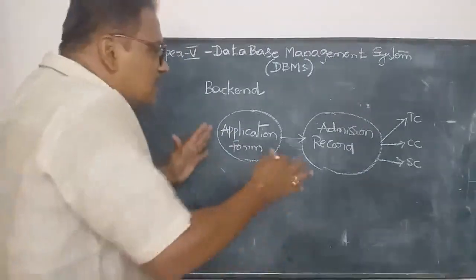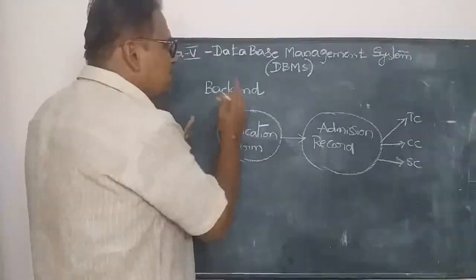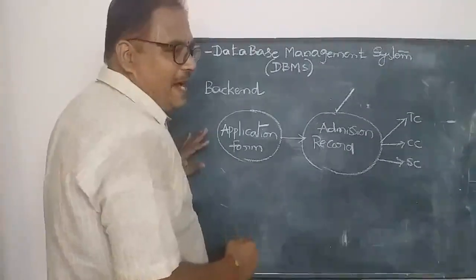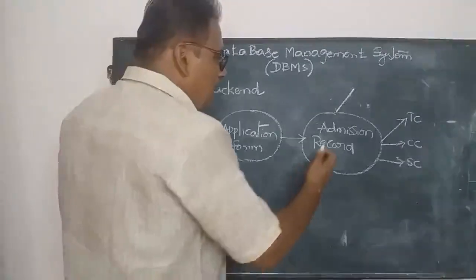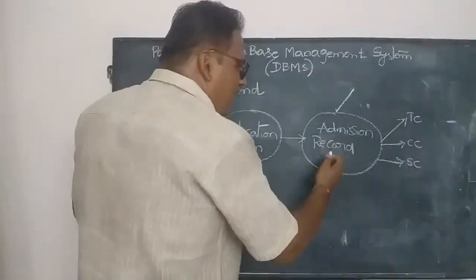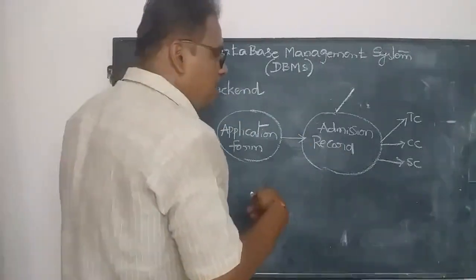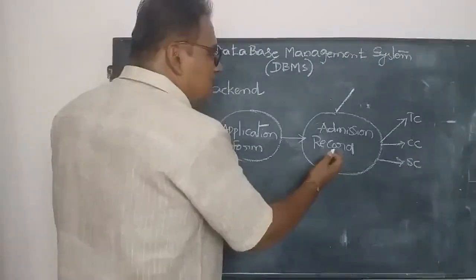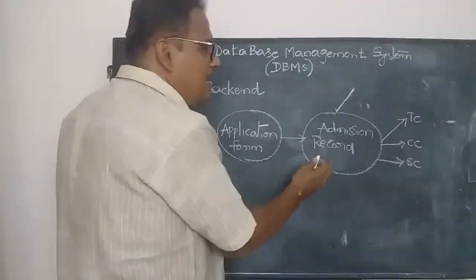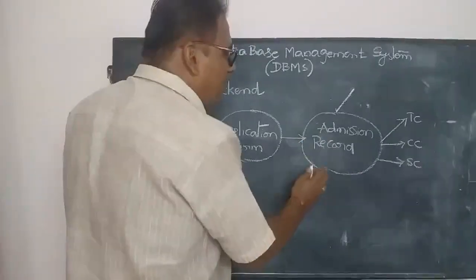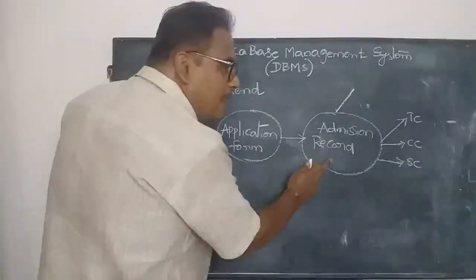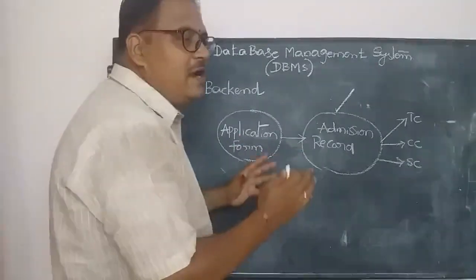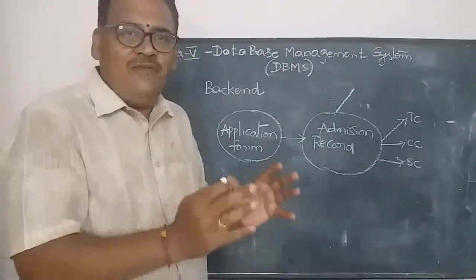Here, in this example, what is a backend? Your admission record is the backend. It means we maintain data which is used for our admission purpose and university purpose in a prescribed format. Entire data is produced in a particular format in this admission record. This is called a backend. So finally, a backend software application is used to maintain data in a particular format and way.